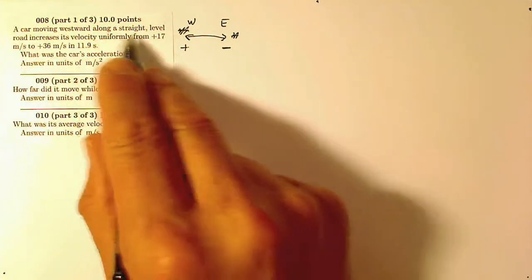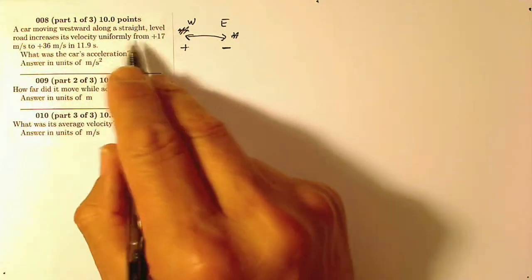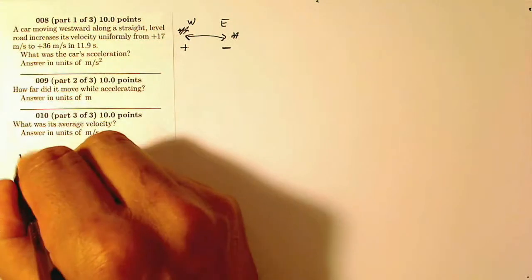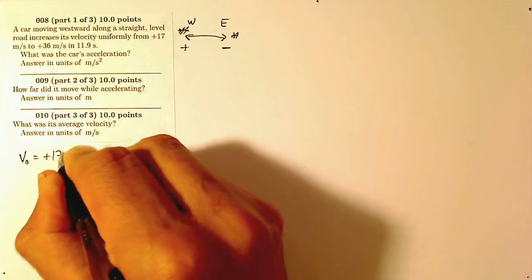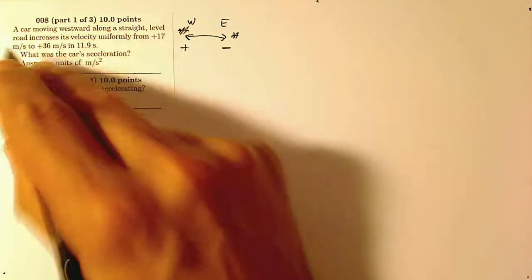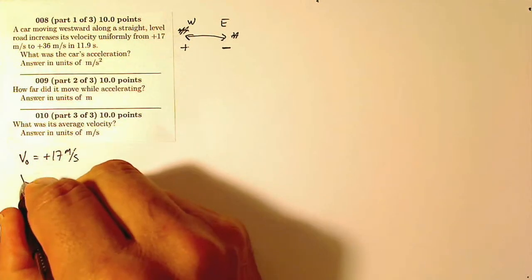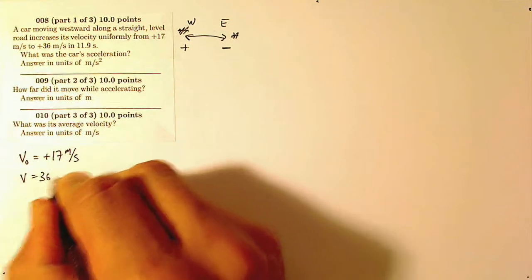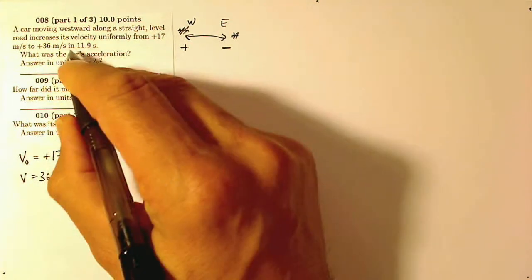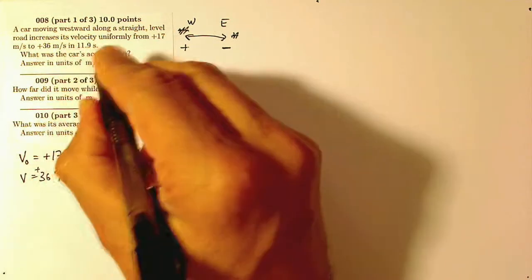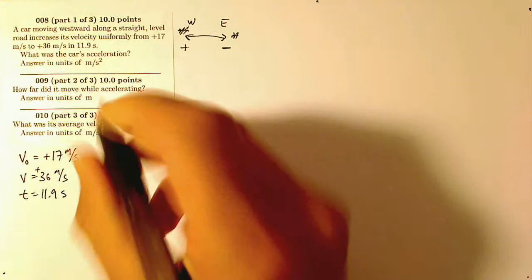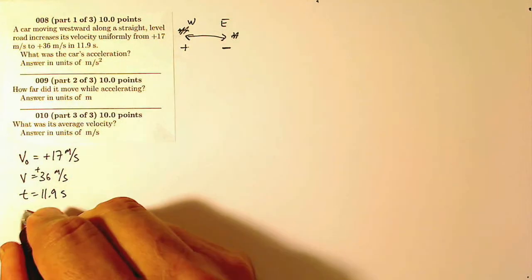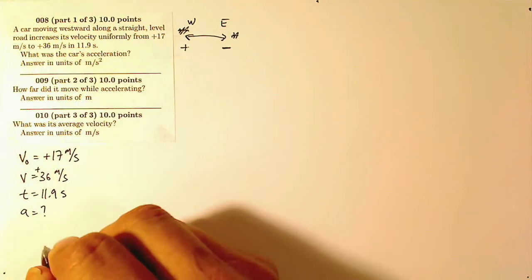So a car moving along a straight level road increases its velocity from 17 meters per second. So I'm going to make my initial velocity equal plus 17 meters per second, to 36 meters per second. That's my final velocity, equals 36 meters per second, and that's positive. In 11.9 seconds, my time equals 11.9 seconds. What was the car's acceleration? So first question, I'm looking for acceleration.